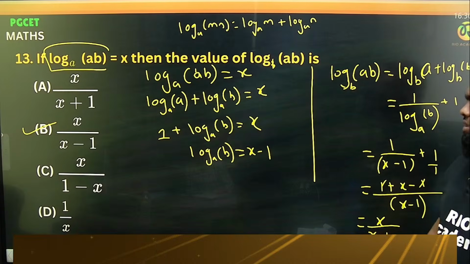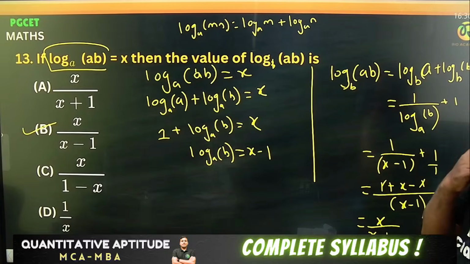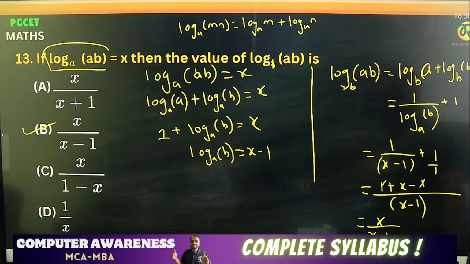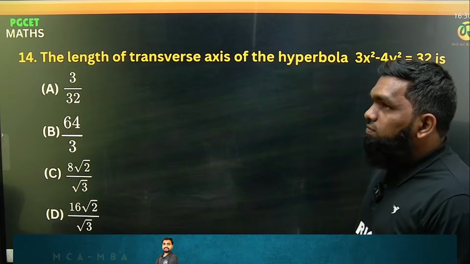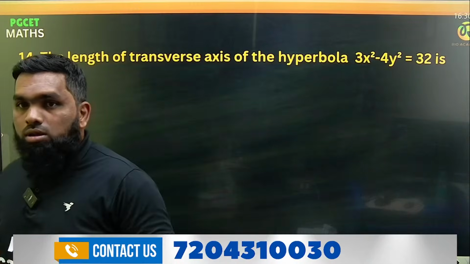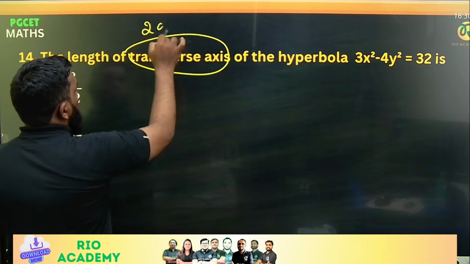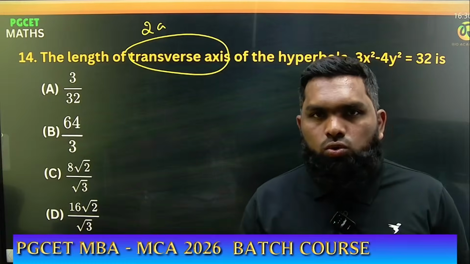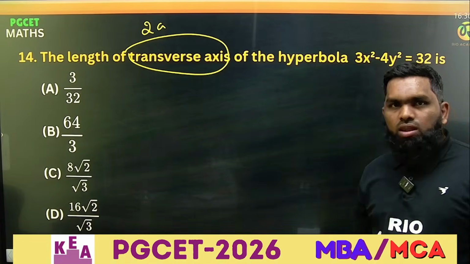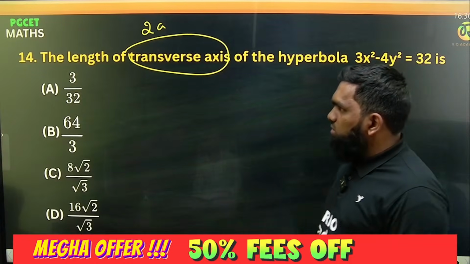Yes, now the next one. We have to write the question and the notes will be given. The length of the transverse axis of the conic. Transverse axis is 2a. Conjugate axis is 2b.